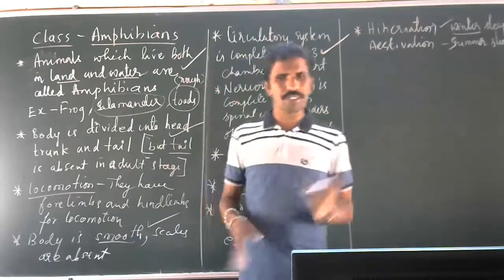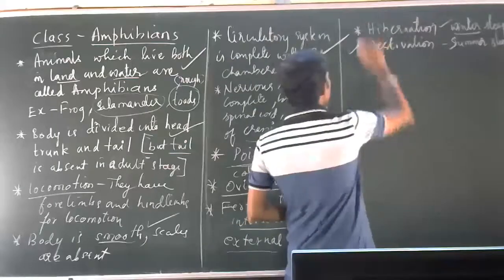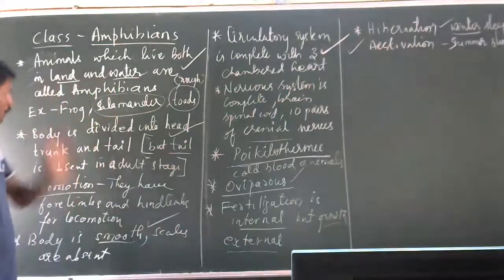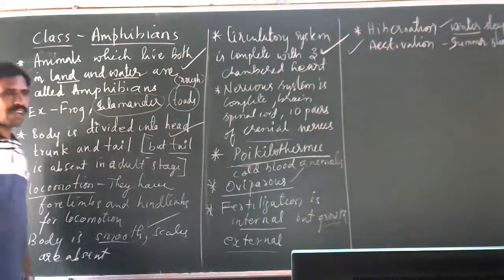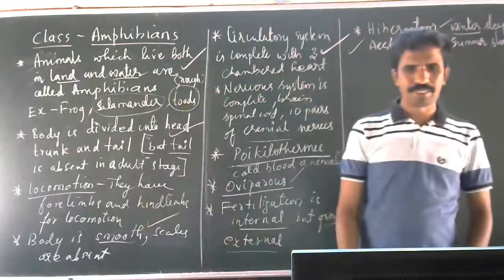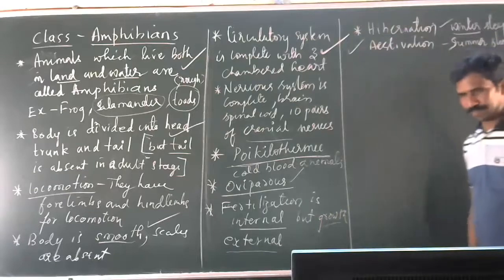This is common in this group of animals. So these are the identifying characters. Understood? This is about the characteristics of amphibians. So write it down.